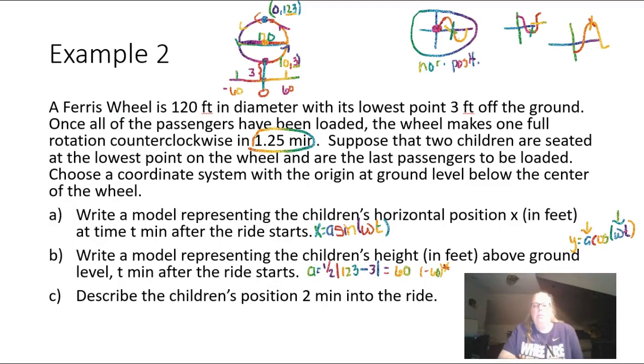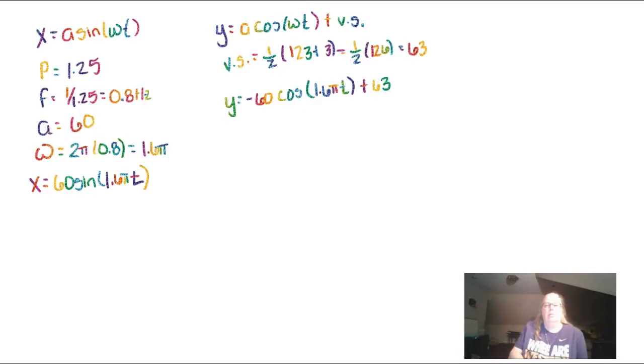Part C, describe the children's position 2 minutes into the ride. In other words, when t is equal to 2, what is the x-coordinate and the y-coordinate for the children? Well, let's find out. All right. If t is equal to 2, then x is going to be equal to 60 times the sine of 1.6 pi times 2.